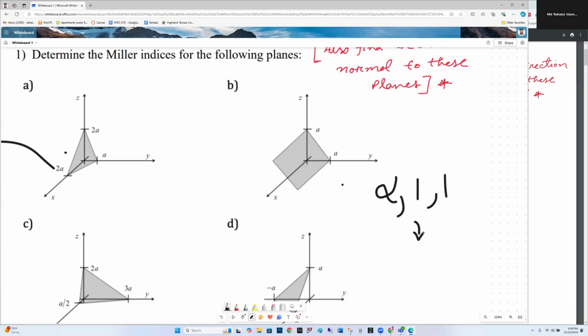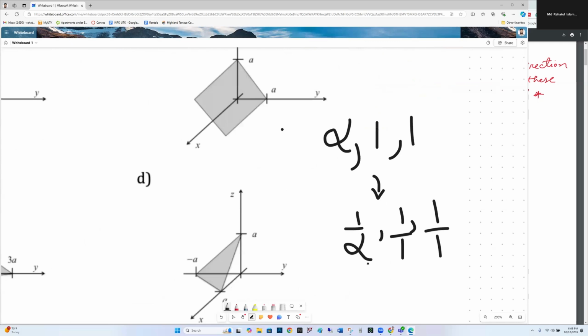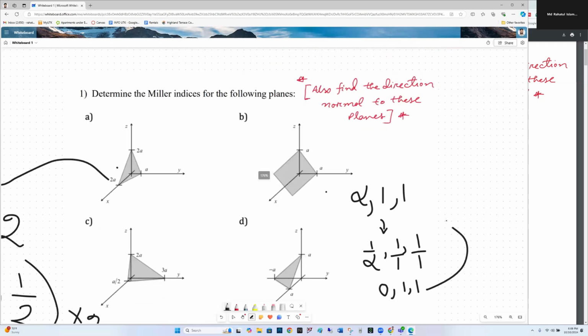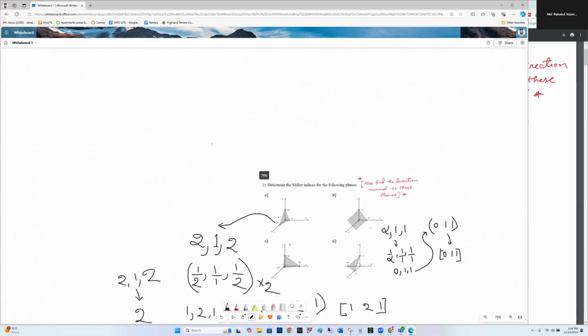And again, you need to invert it. So let's invert all of them. And what are the results? 1 by infinity is 0, 1 by 1 is 1, and 1. So the plane can be expressed as 0, 1, 1, and the direction normal to this plane will be the same numbers with the third brackets. Okay, let's move to C.